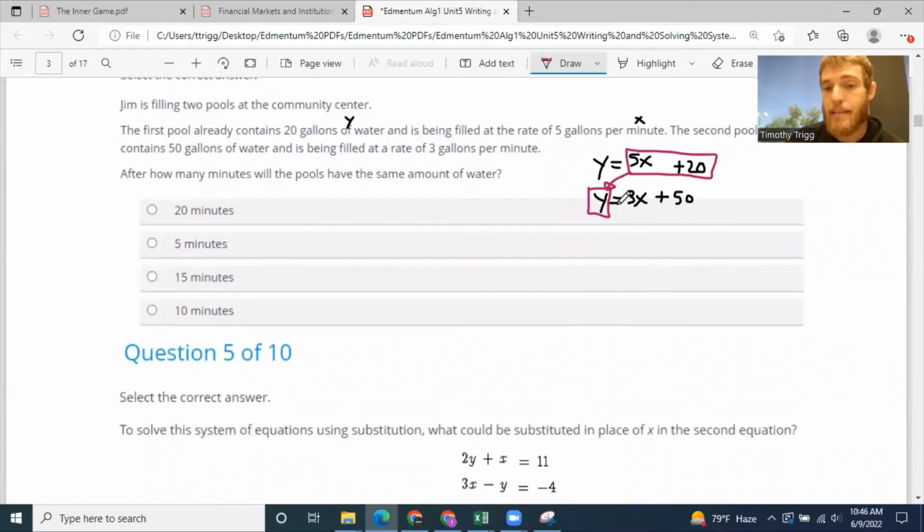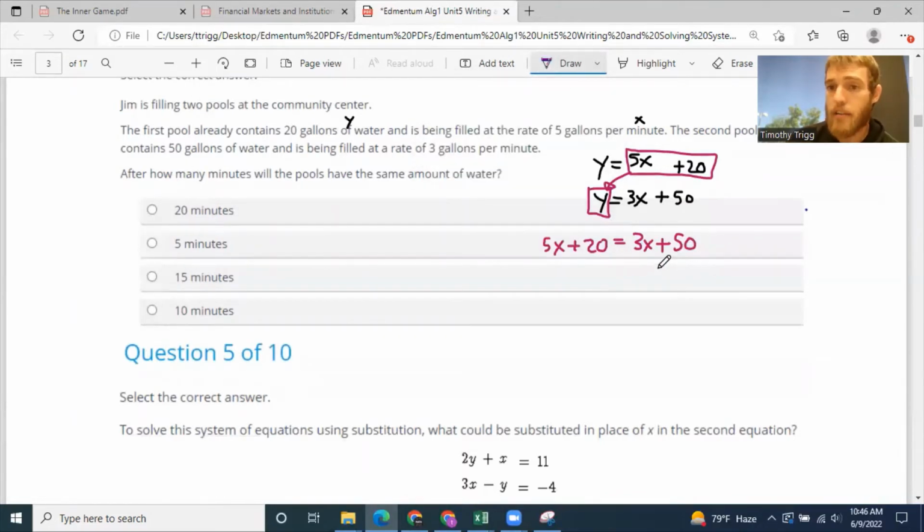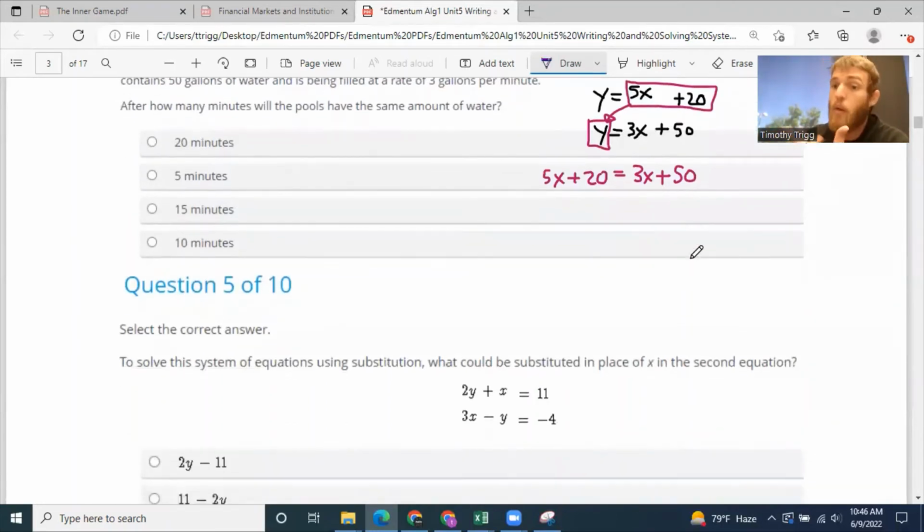Now I can rewrite this second equation. I'm going to replace y with 5x plus 20. So 5x plus 20 equals 3x plus 50. Now my goal here is to solve for x. One thing I notice about this equation is there's x's on both sides of the equation. Generally, I don't like that. I like to move all my x's together on the same side. So I'm going to subtract 3x here and then subtract 3x here. This way I won't have any more x's on the right. I will only have x's on the left.